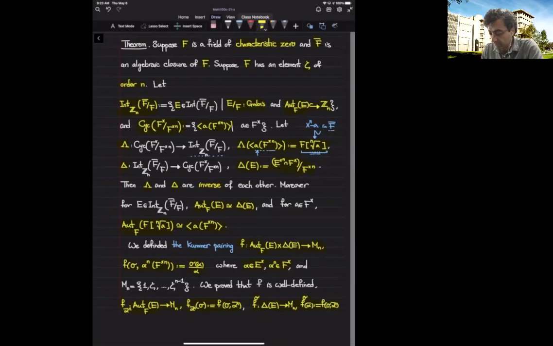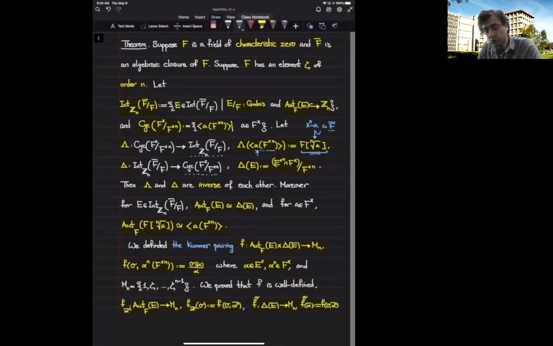So of course, delta of E would be a subgroup of F cross over F cross to the n. What is not clear is why this subgroup is cyclic. This is another result that we proved in the previous lecture, that delta is a well-defined map, and that means here that delta of E is indeed in the codomain, which means it is a cyclic subgroup of F cross over F cross to the n.